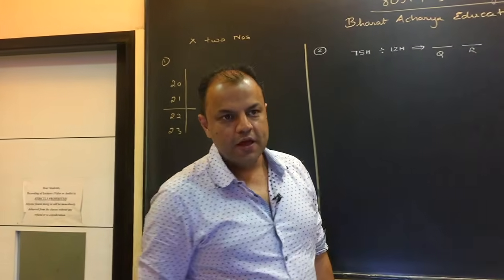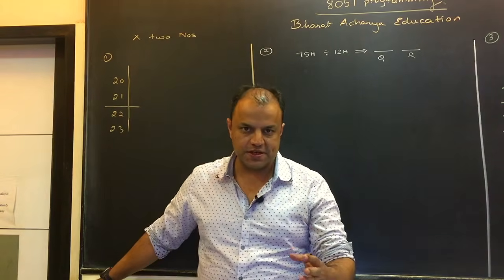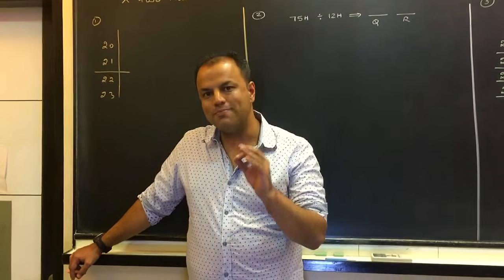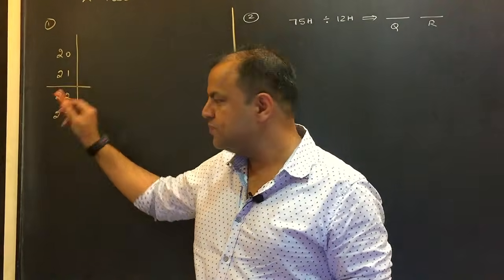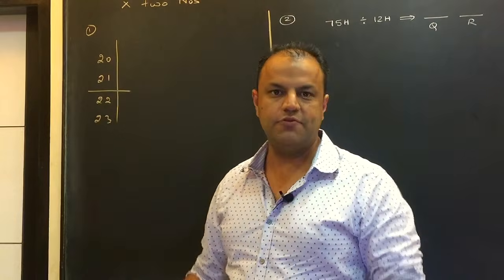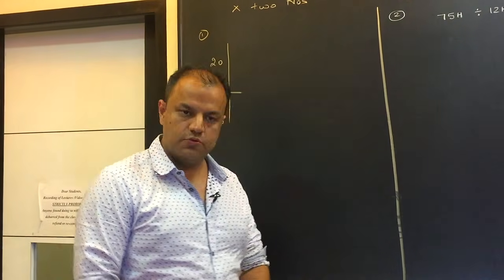So we begin. This is our first programming question. Write a program, listen to the question carefully. Write a program to multiply the contents of location 20 and 21, and store the result at 22 and 23. Simple. Write a program to multiply the contents of location 20 and 21.